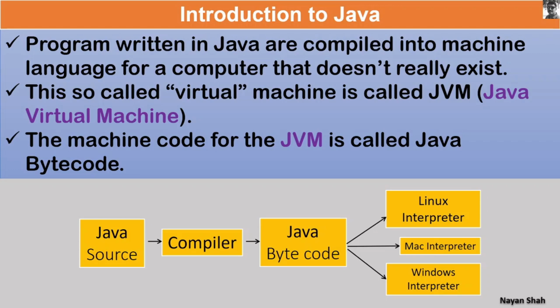As you see in the picture, there is a Java source program written which we will compile, then it will get converted into Java bytecode, and this bytecode then can be taken to different machines. A machine on which Linux is working, a machine on which the Mac operating system is working, a machine on which the Windows operating system is working. All these machines will have their own interpreter to understand this bytecode. So platform independence is gained. This bytecode can be taken to different machines, and then different machines will have their own interpreter to understand that.